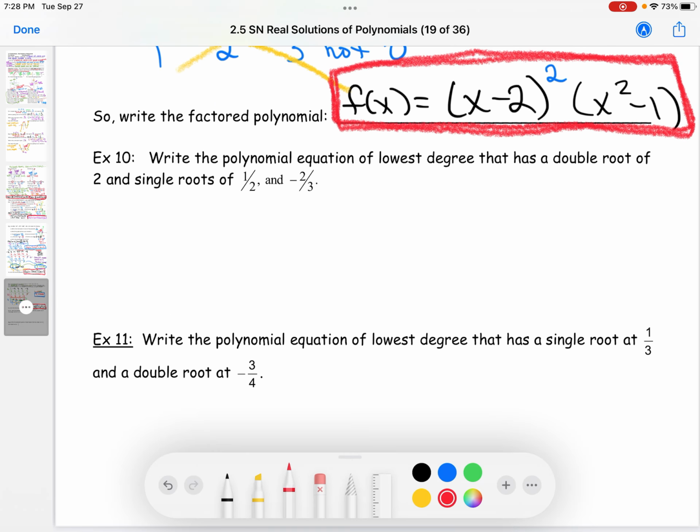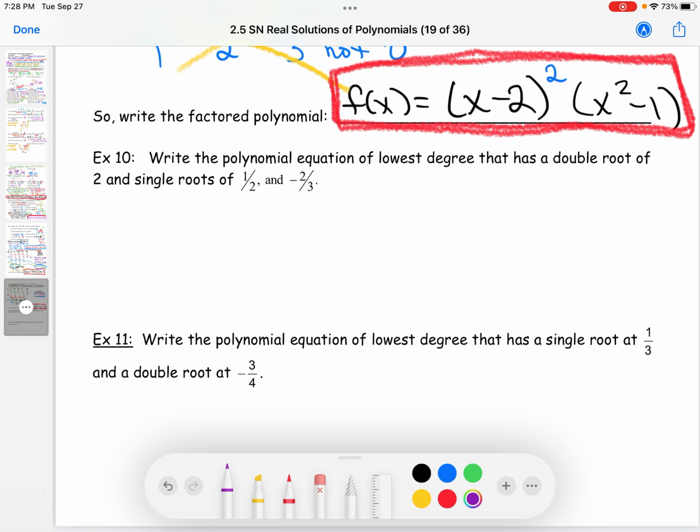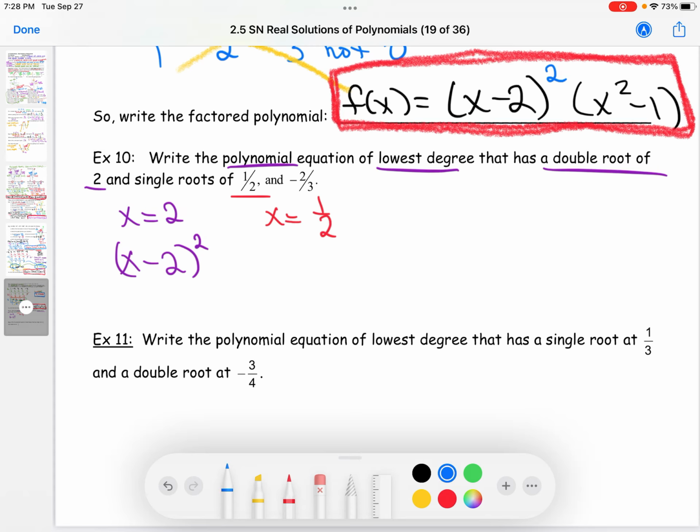All right, guys, one more problem. Well, one more type of problem. And we've done this idea already today, just rephrasing it a little bit differently. We're looking for a polynomial equation of lowest degree with a double root of 2. Well, if x equals 2 is a double root, that means x minus 2 is the factor, and it has to be squared. And single roots at 1/2.